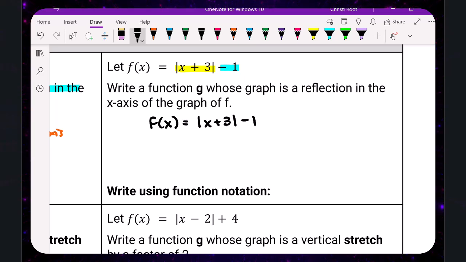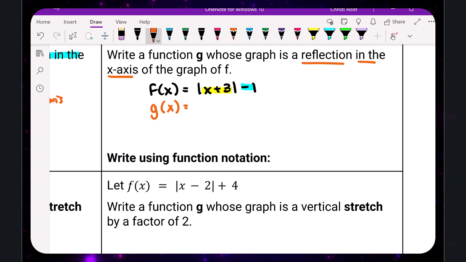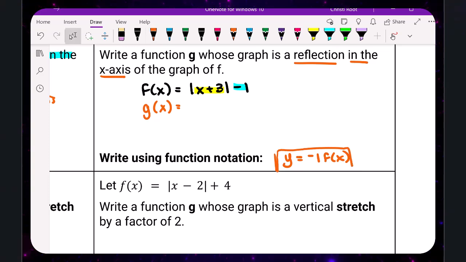There, okay? Then I'm going to apply what they're telling me to do. So it says write a function g, okay? So I'm going to do g of x. It says whose graph is a reflection in the x-axis. So I am going to do the exact same thing I did last time. So my function notation will be the same. I am multiplying f of x, the function, by -1. So that part's actually pretty quick.